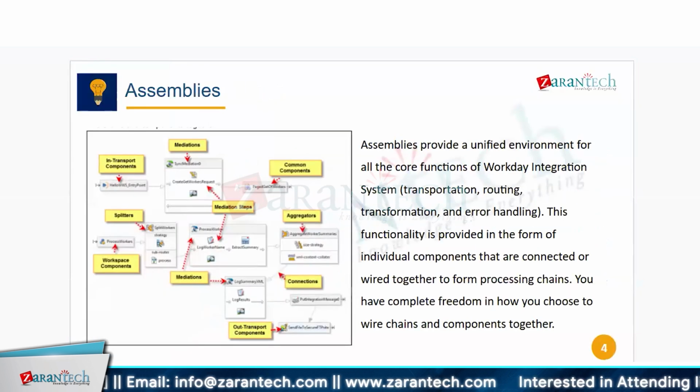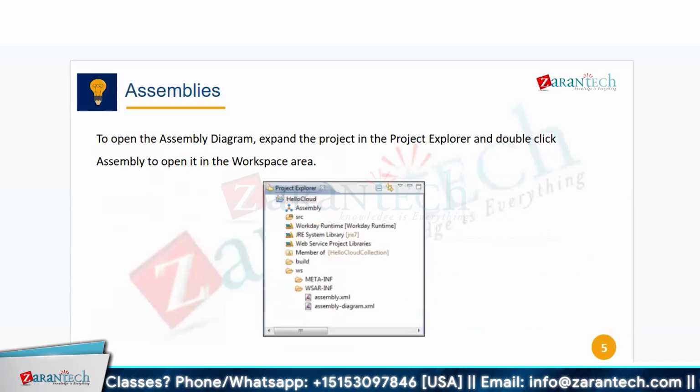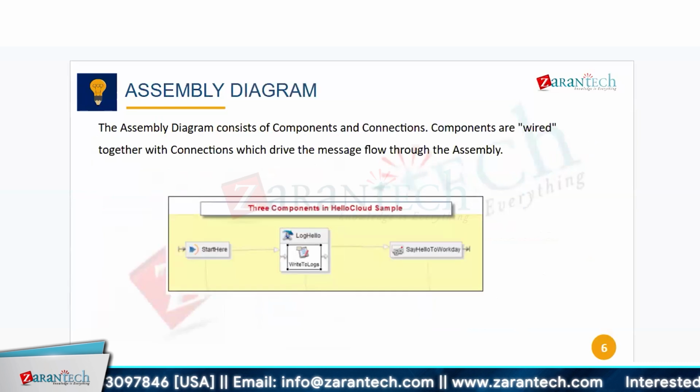So what are Workday assemblies? Assemblies provide a unified environment for all the core functions of Workday integration, like notification, routing, transformation, error handling. This functionality is provided in the form of individual components that are connected or wired together to form processing chains. You have complete freedom in how you choose to wire these components together. To open the assembly diagram, expand the project in the project explorer and double click on the assembly to open it in the workspace. Yes, that we have already seen.